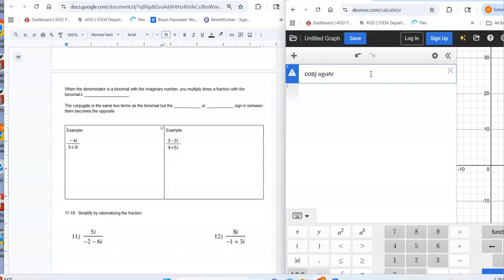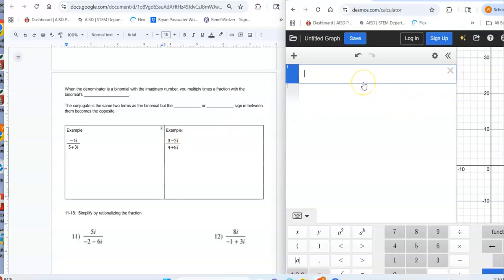The conjugate is the same two terms, meaning like the 5 and the 3i, but the plus or minus symbol between them becomes the opposite, meaning it becomes minus or it becomes plus. Okay, so I'm going to do these two example questions.